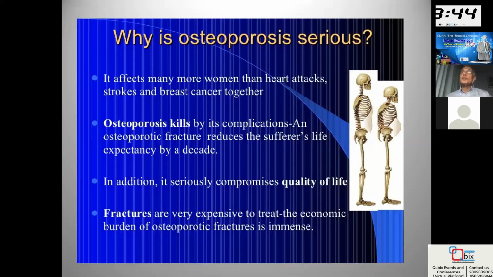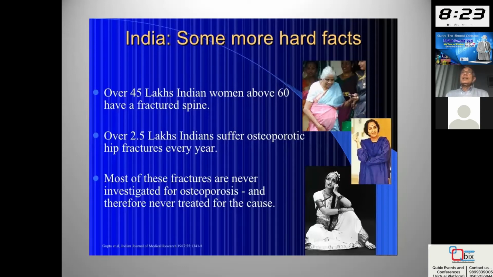why is osteoporosis serious? This is actually what we have to know. If you look at the middle part of the slide, osteoporosis kills by its complications. It affects more women than heart attack, stroke, and breast cancer put together. It compromises the quality of life, and the fractures it produces are extremely expensive to treat. In India, over 5 lakh women over 60 have a fractured spine. Over 2.5 lakh Indians suffer osteoporotic hip fractures every year. Most of these fractures are never investigated for osteoporosis and therefore the cause is never treated.